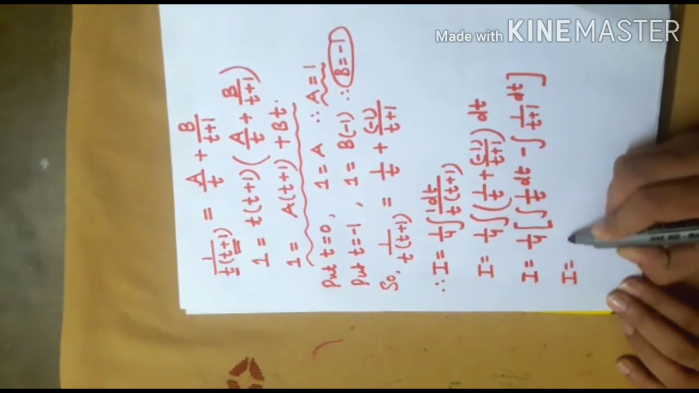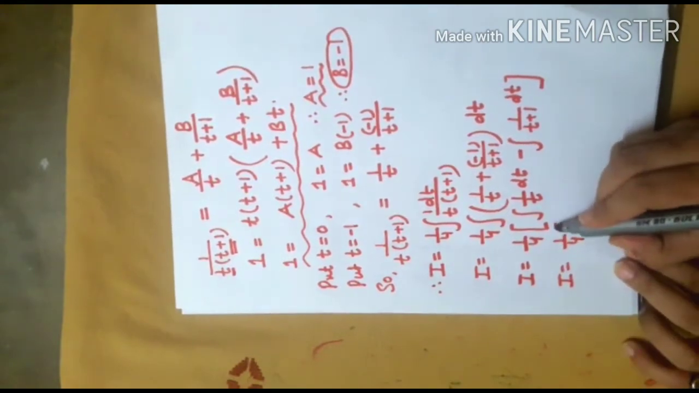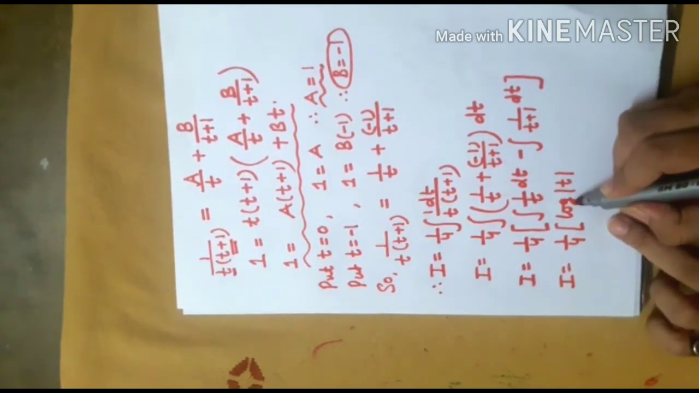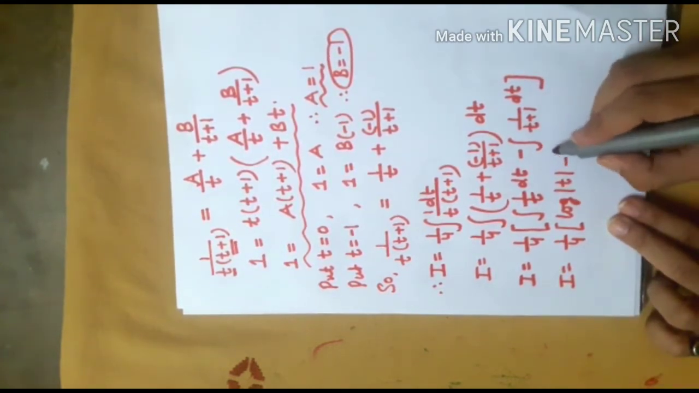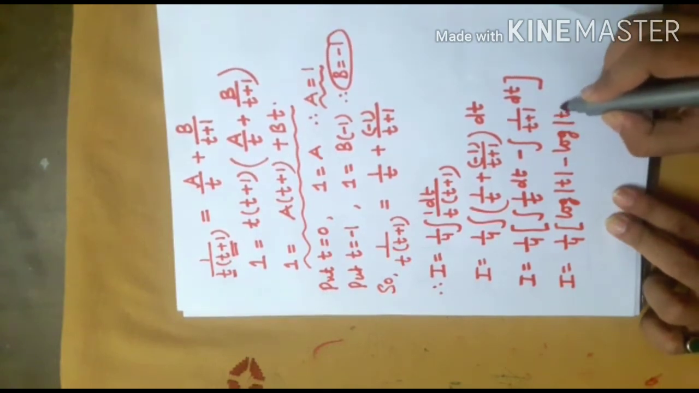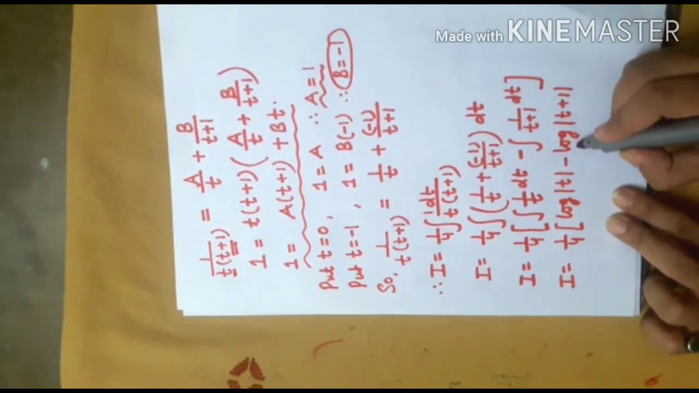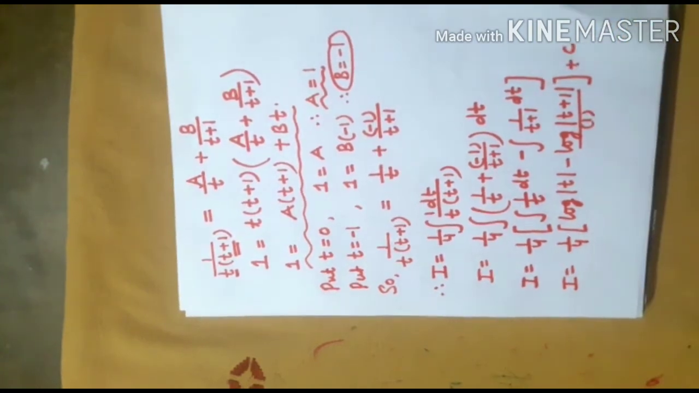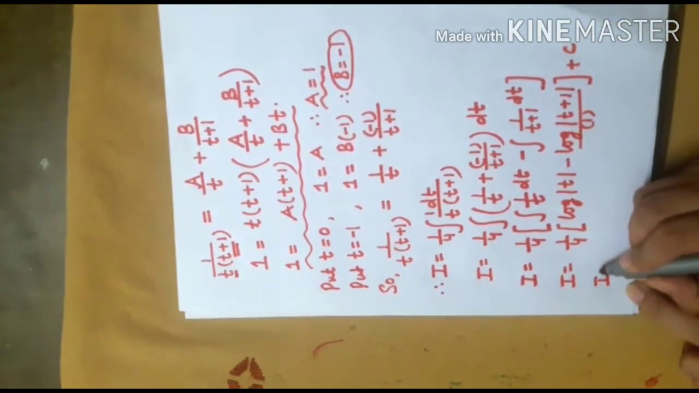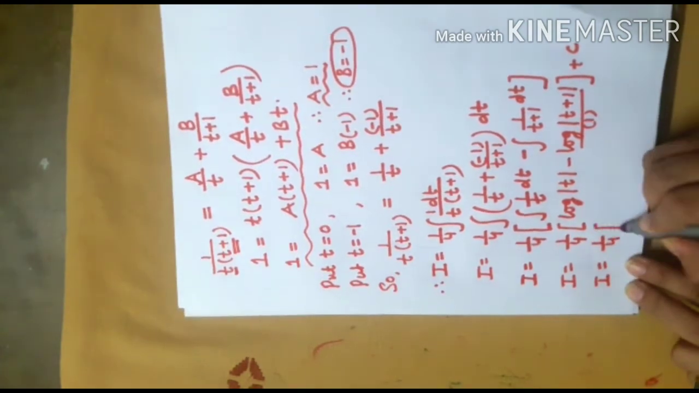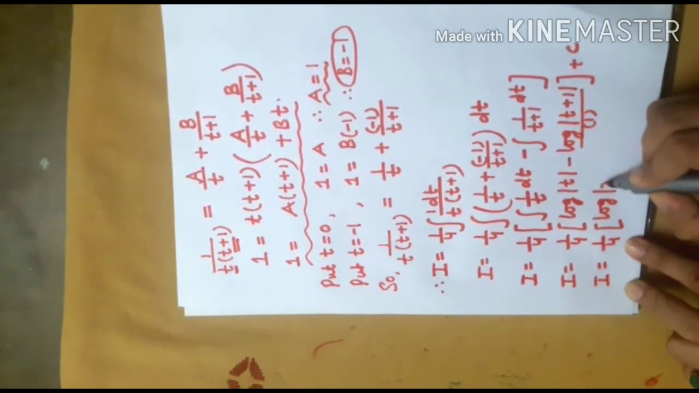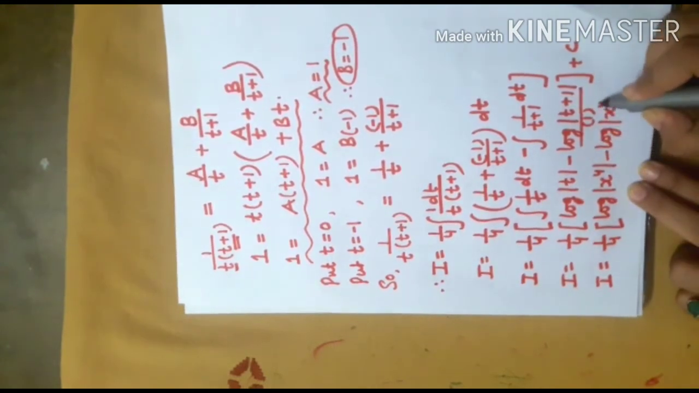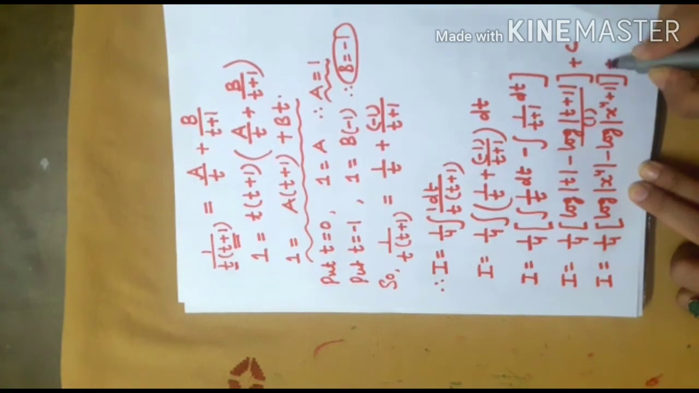So I will be equal to 1 by 4. This integral is log of mod t, and it is a natural log, and this is minus log of t plus 1 divided by the derivative of t plus 1, which is 1, plus c. Now replace t with its original value, and it was x raised to the power 4. So this is the value of the integral.